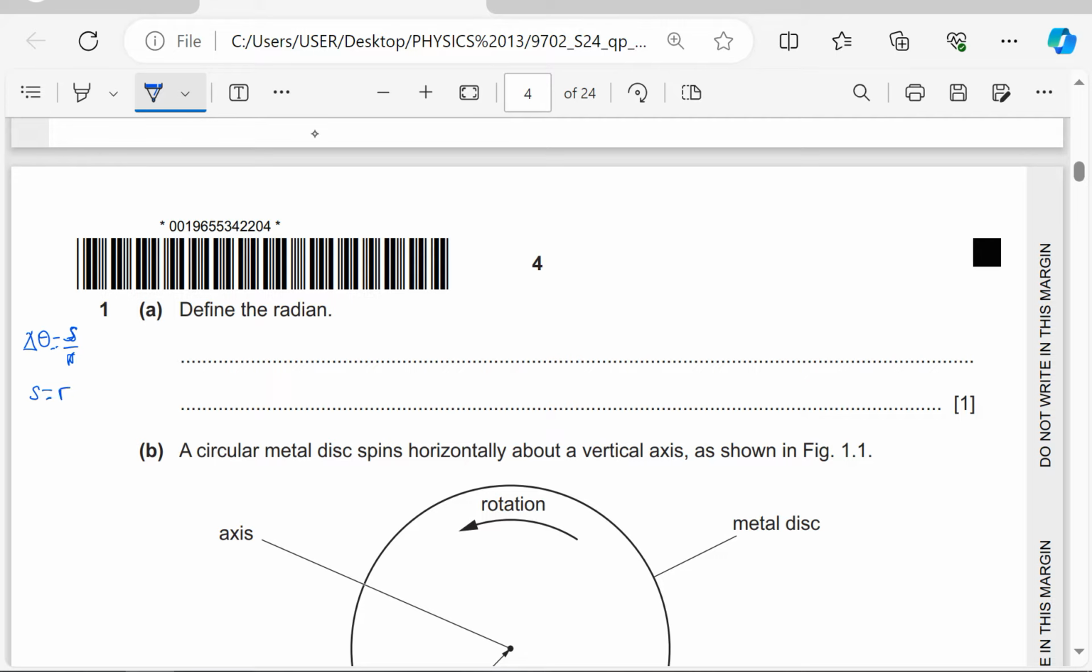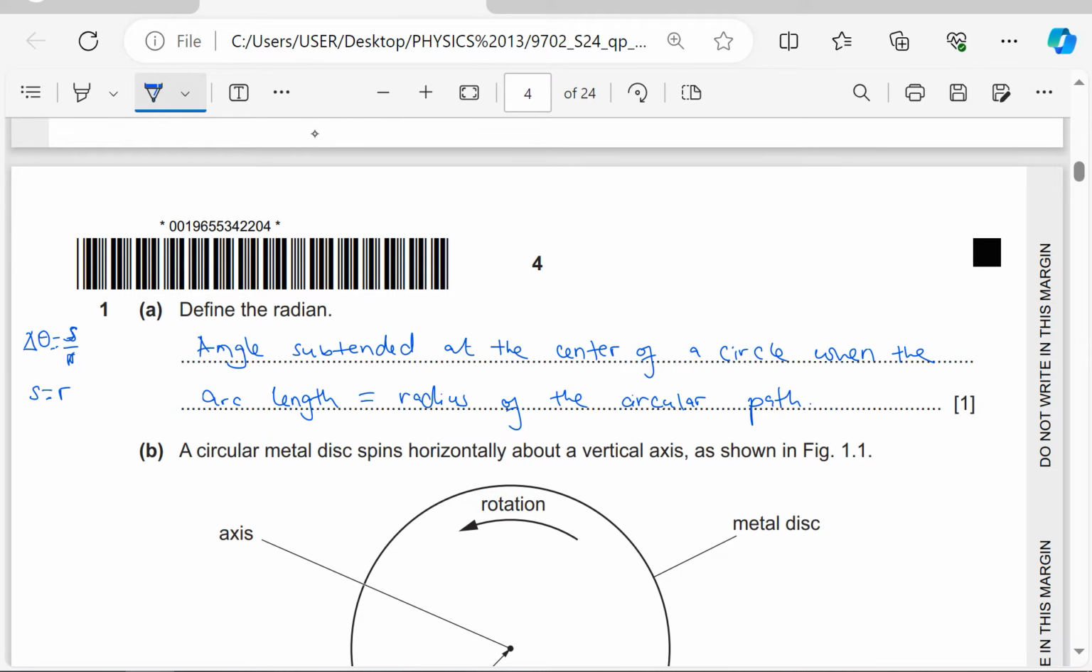So we shall define a radian as the angle subtended at the center of a circle, that is when the arc length equals the radius of the circular path. So that's what we call the radian.